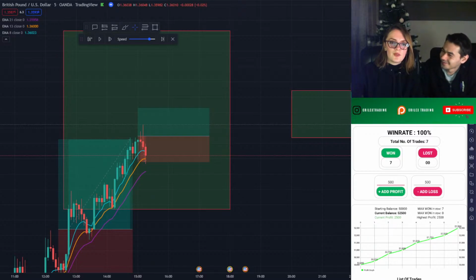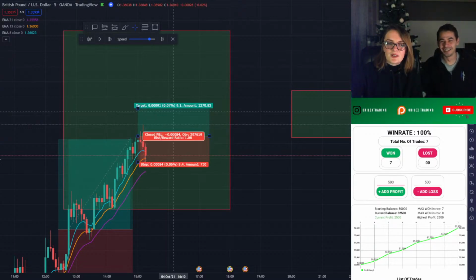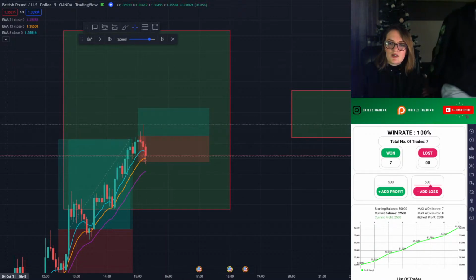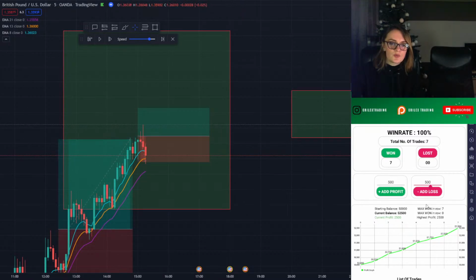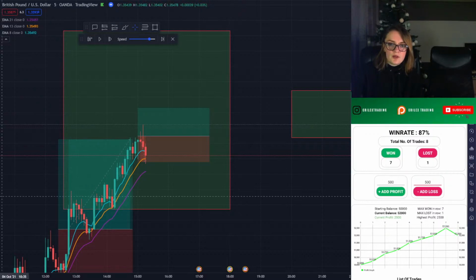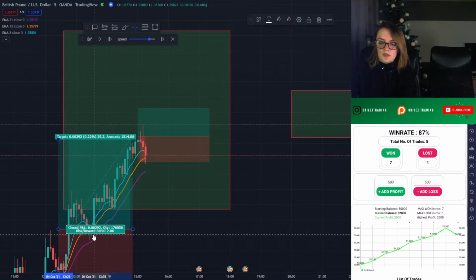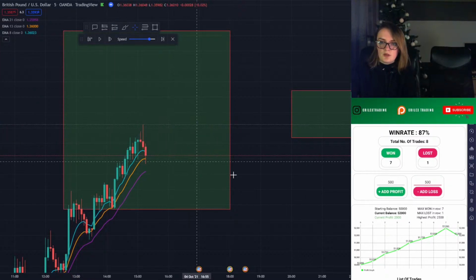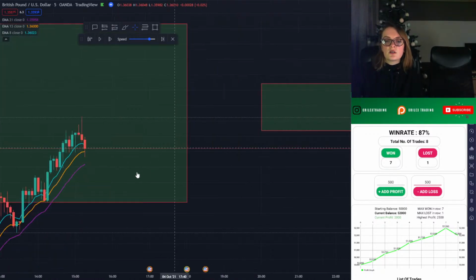This is a loss. Actually, our stop loss was hit here, and we are minus 1% for our account. I will mark it here, and I will delete these positions for us to have a clear chart.